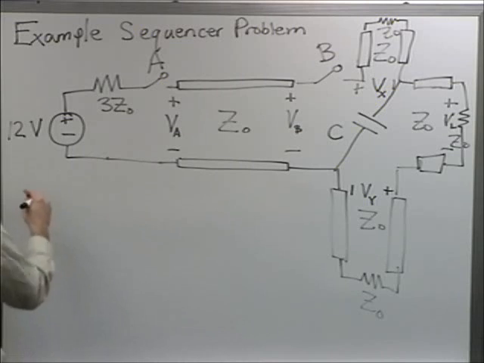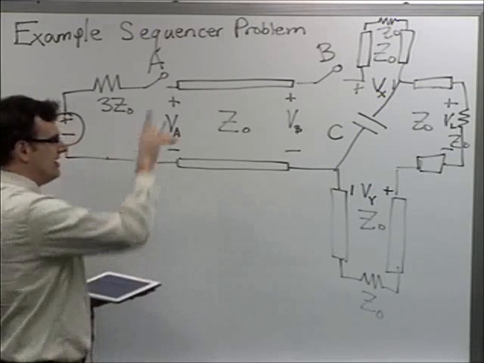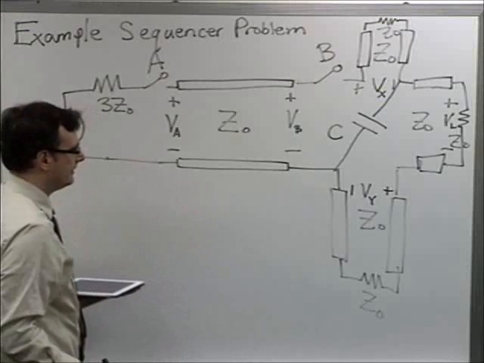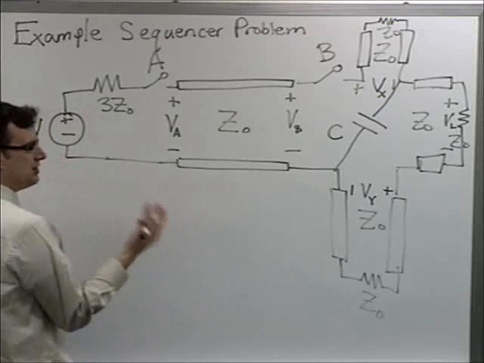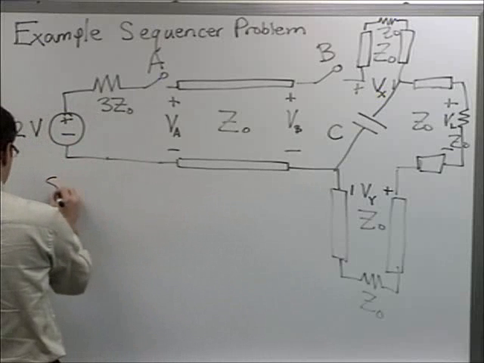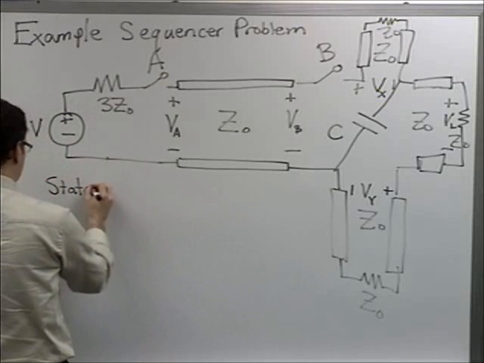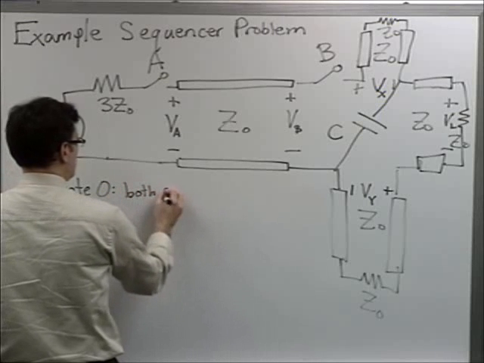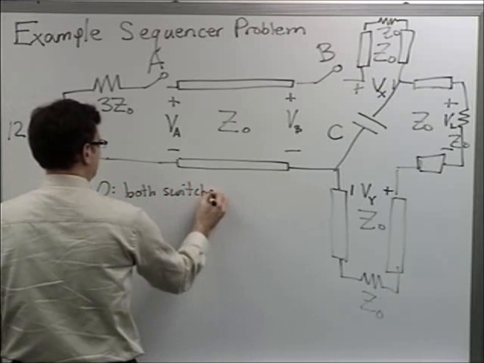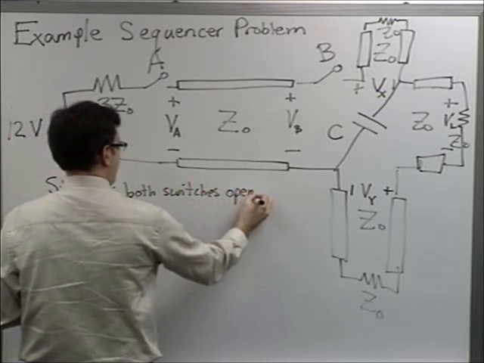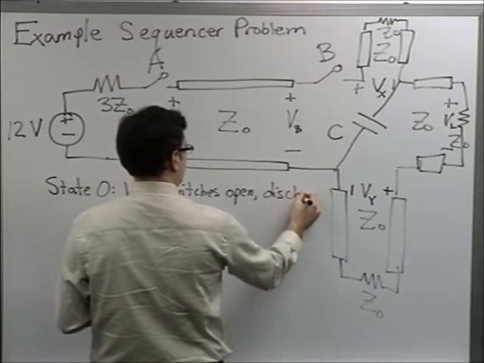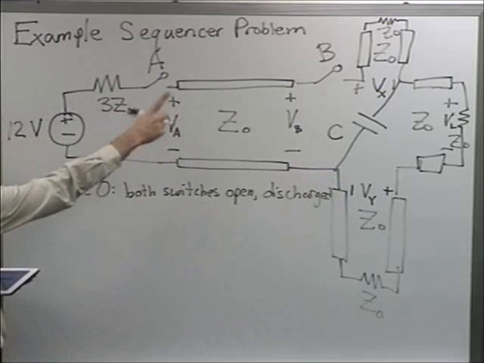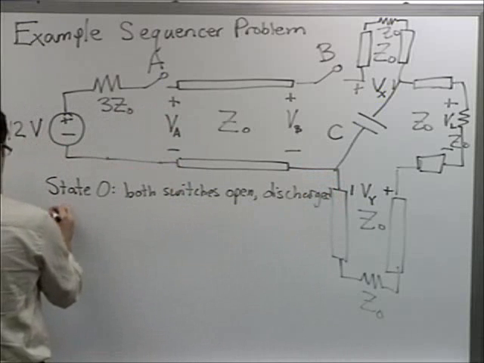And so, what we're going to do is work through different combinations of switching in this complicated fan-out circuit. And here are basically a summary of the different states. State 0. Both switches are open. Everything is discharged. So there are no voltages and currents on any of the transmission lines. All four of them are dead lines.